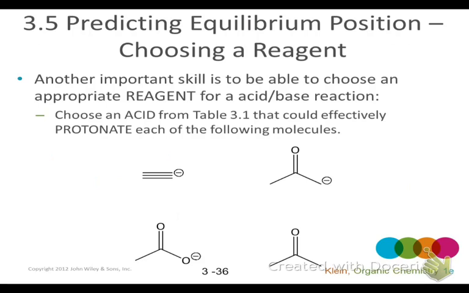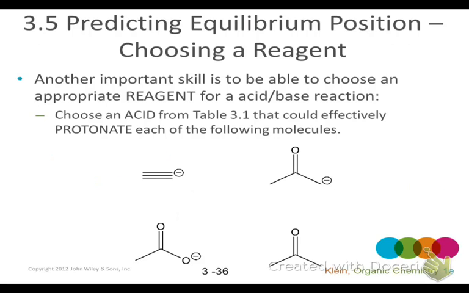So the other thing that you can do, if you want to determine the position of equilibrium, a lot of times what we're trying to do is say, okay, I want to generate a certain anion. So I want to pull a hydrogen off of this, or this, or this. And so you have to figure out what base you use for that. Simplest thing to do is just look up the pKa's for all the acids.